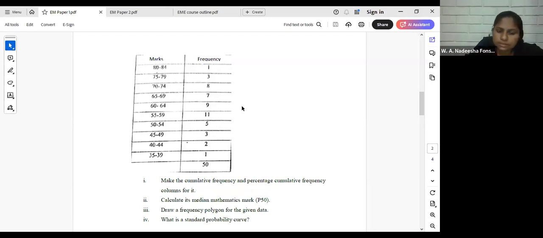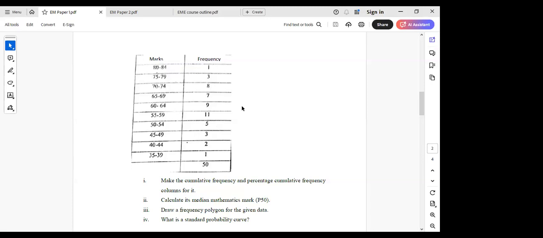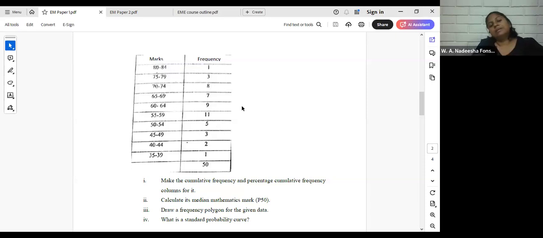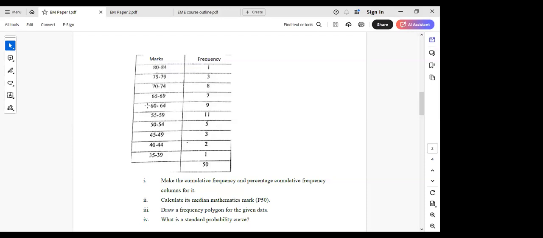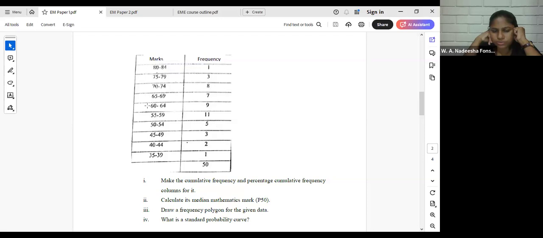Median class, 60 to 64. Yes, you can identify that class 60 to 64. Then what is the next step? Wait, how did you get 60 to 64? What is the cumulative frequency for this one, 60 to 64?